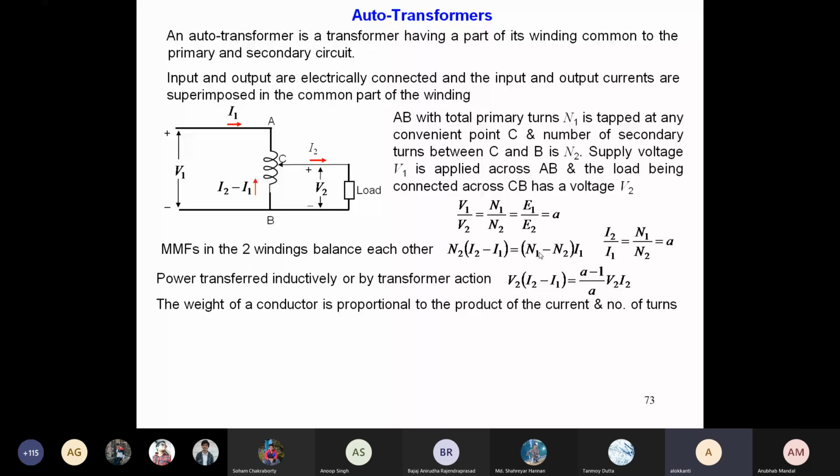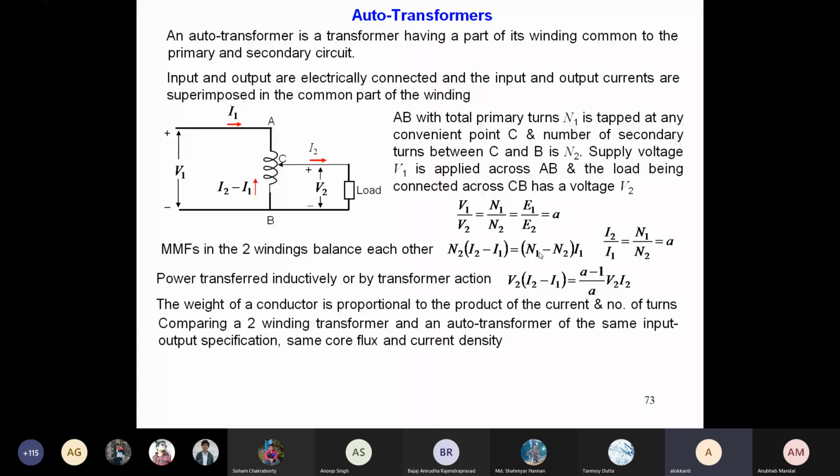Okay, so the weight of the conductor is basically proportional to the product of the current and the number of turns. So if we try to make a comparison between the weight of a two-winding transformer and an auto transformer of the same capacity, with the same input-output specification, same type of voltage ratio relationship, same core flux density Bm, phi m, and same current density.